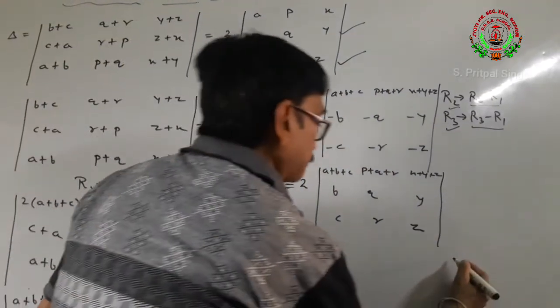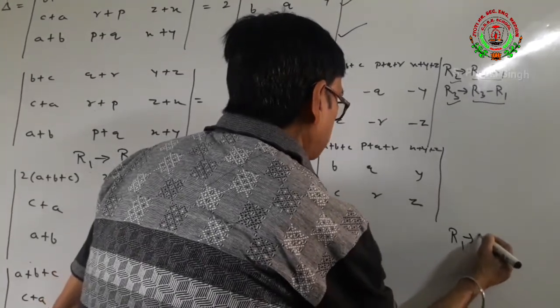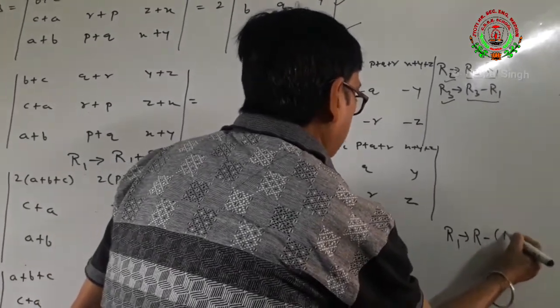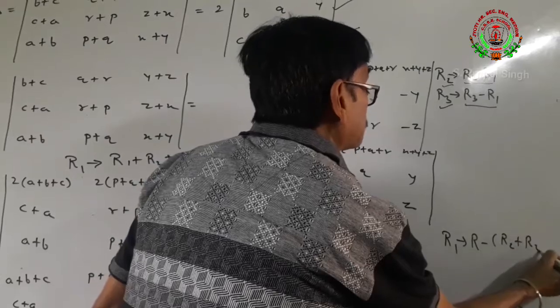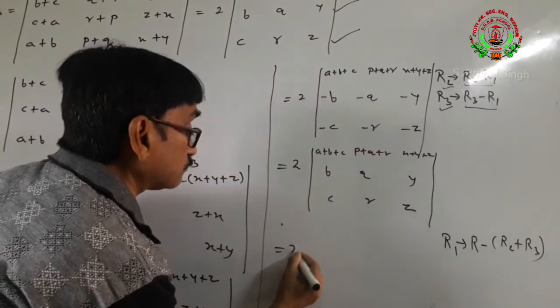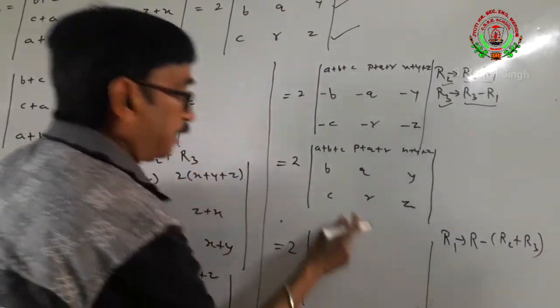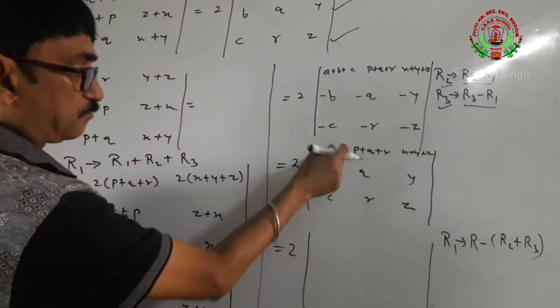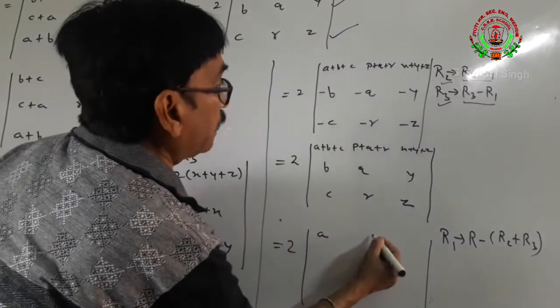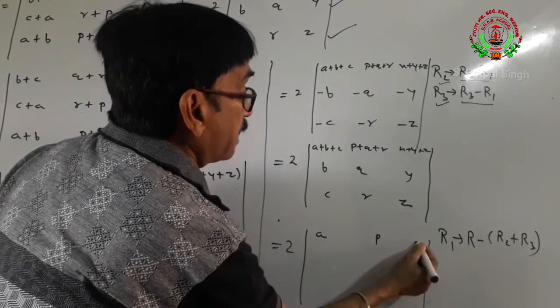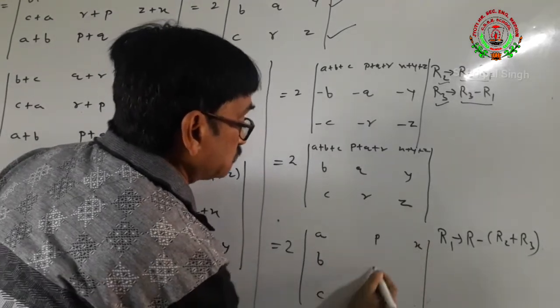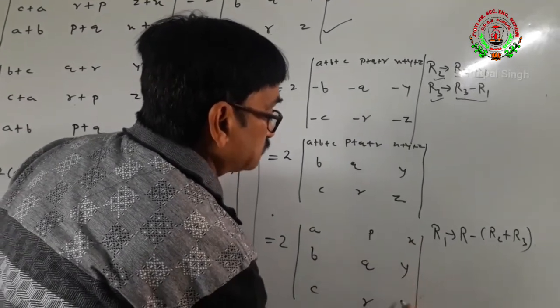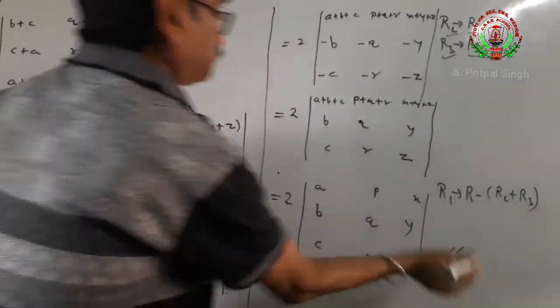We got R2, we got R3, and now we want R1. So what we have to do is change R1 to R1 minus R2 plus R3. This property we will apply. So first we add up R2 plus R3 and subtract from R1. We are left with A, P and X, and B, C, Q, R, Y, Z, and that is your RHS.